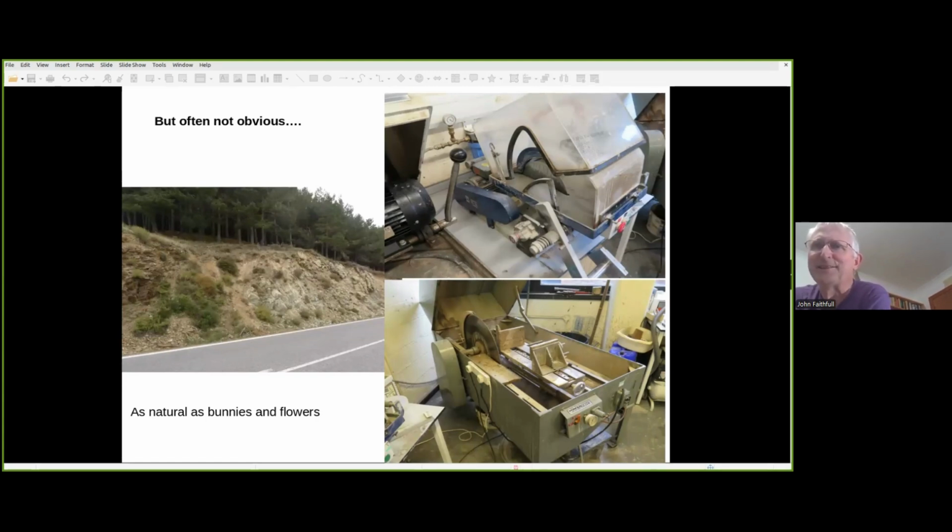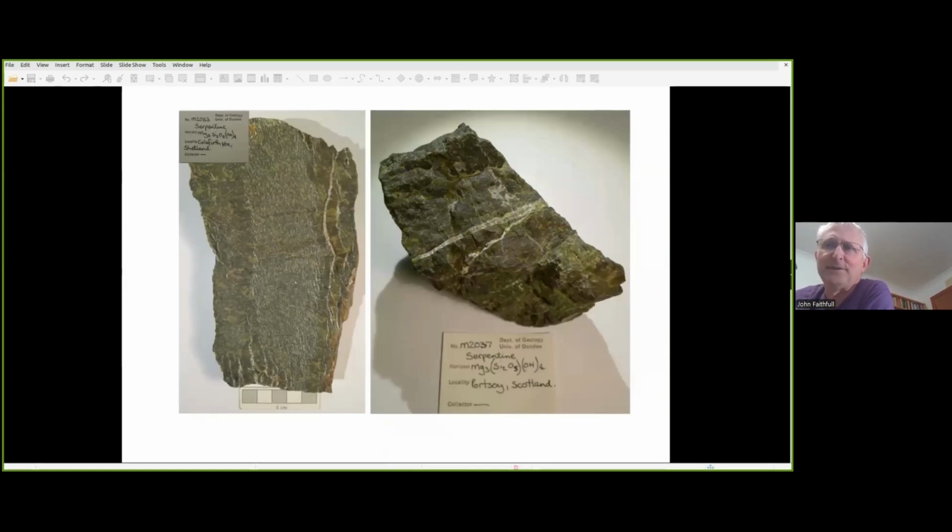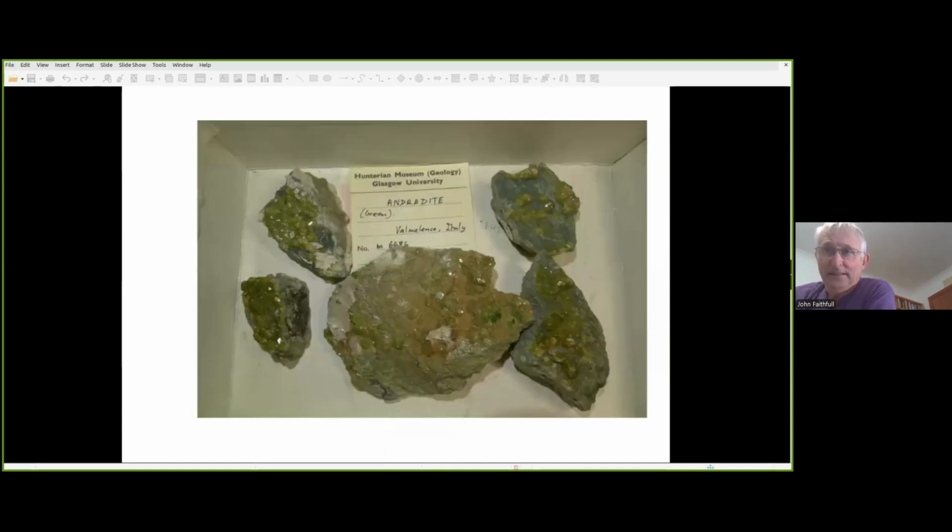Asbestos fundamentally is as natural as bunnies and flowers. How can we tell? As I say, using your eyes, visual risk assessment all the time is a good thing to be thinking about. Here are some serpentinite outcrops from Shetland. You can see those both have little cross-fibre veins with chrysotile in them. Some garnet specimens from Italy. Those little white bundles of fluff on the top are asbestos.